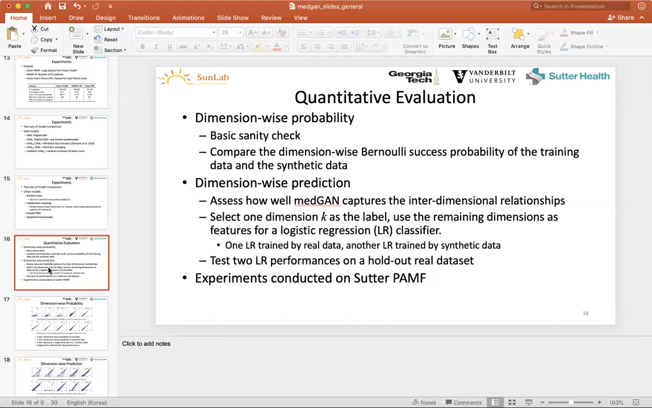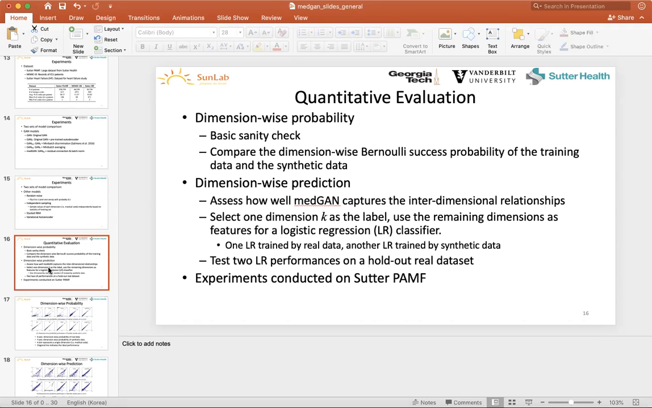So I came up with a couple of evaluation techniques or strategies, so to speak. Given a set of synthetic samples, what's a good way to quantitatively evaluate their quality? How real are my synthetically generated samples?